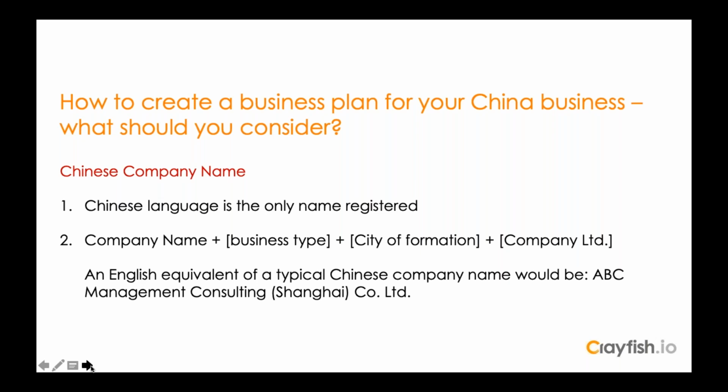Then the city of formation: where are you establishing your company? Which is why I also had a whole chapter in there about finding your registered office address, because the city will be included. Shanghai, for example, Beijing, Wuxi, Wuhan will be included in the name, and then company limited. Next slide.